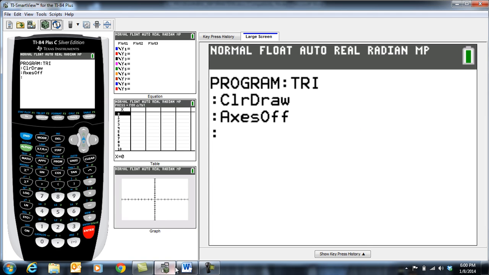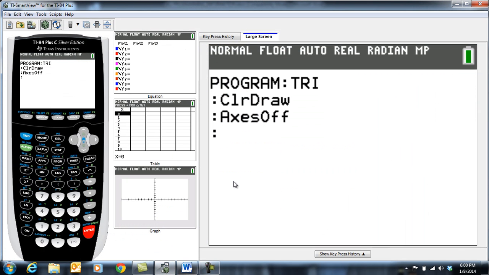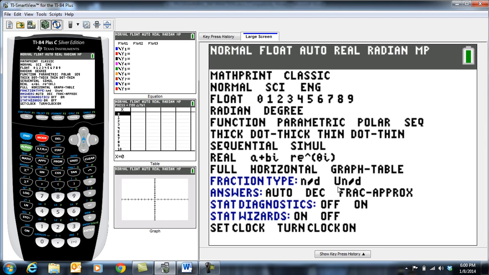The next thing we are going to tell it is that we want it to be a connected graph. Now here is where my calculator differs from yours slightly. To tell it you want it to be connected, you're going to press mode. And you're going to get a menu that looks similar to mine, although it's not exactly like mine. Somewhere on yours you're going to have a thing that says connected or dot, and you want to choose connected. Mine doesn't say connected, so I'm going to go down here to thick.